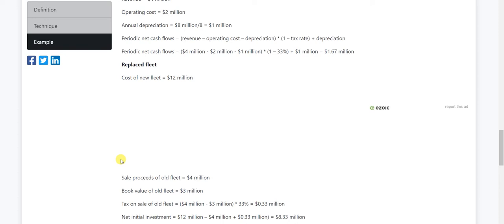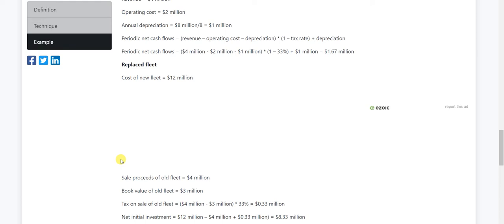Now replacing the fleet. The cost of the new fleet is 12 million. For buying the new bus, the company needs 12 million in funds. Sale proceeds of the old fleet: the old fleet is being sold for 4 million.